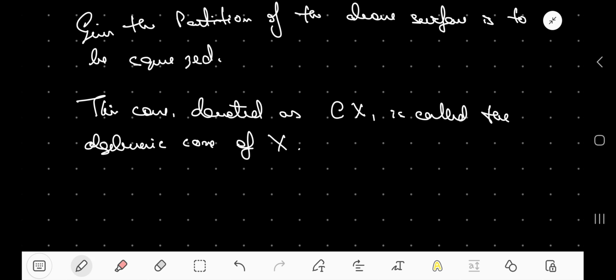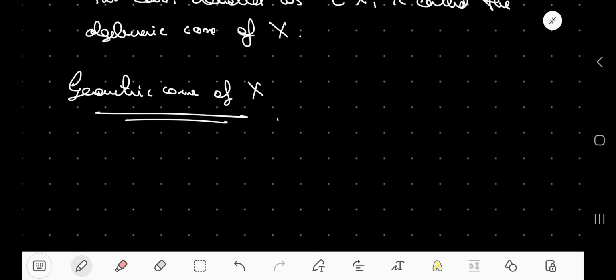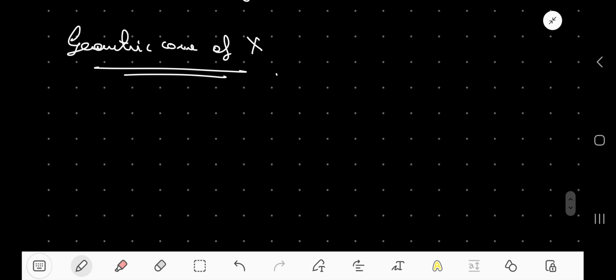Now I need to talk about the concept of a geometric cone of X. Let me briefly introduce it, because there is nothing too complicated in what I am trying to discuss. So what is the geometric cone of X? The specific geometric structure of a cone is that we start with a surface and a point, and the structure we get by connecting the point to each point on the surface is basically a cone, right?